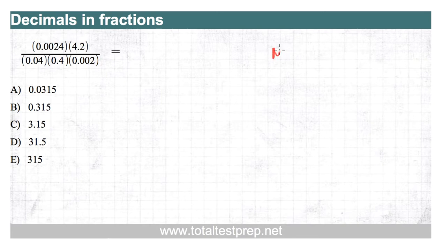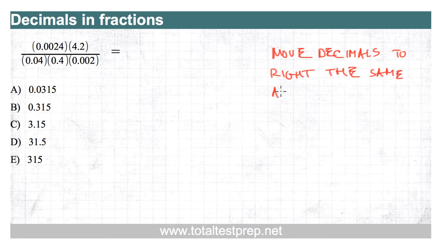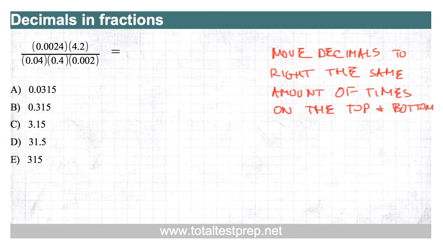So what you want to do is move the decimals to the right the same amount of times on the top and bottom. Essentially what you're doing is balancing out the top and the bottom and moving the decimals to the right. So let's work through this example over here.